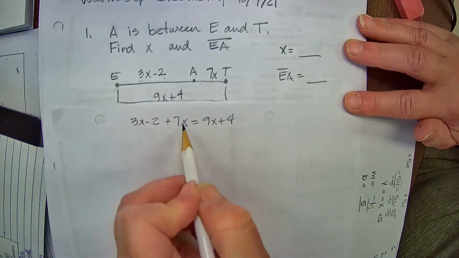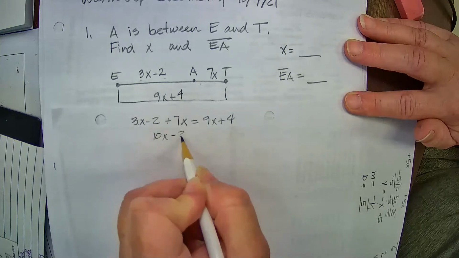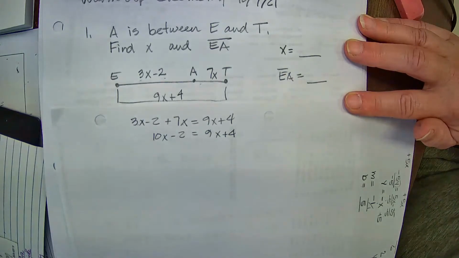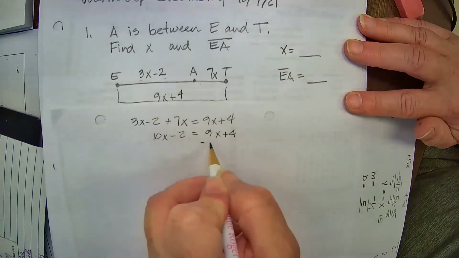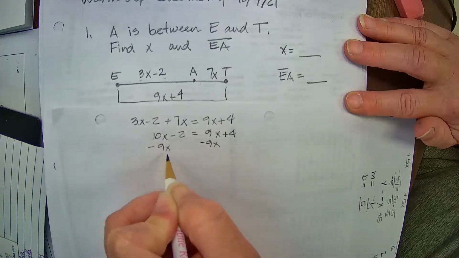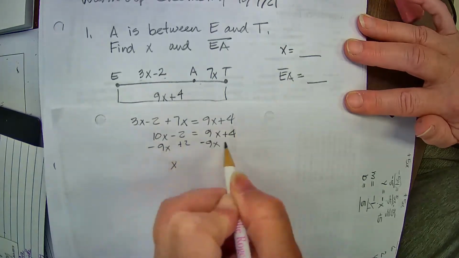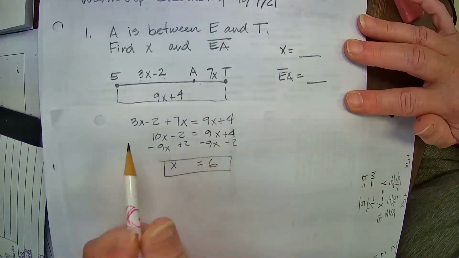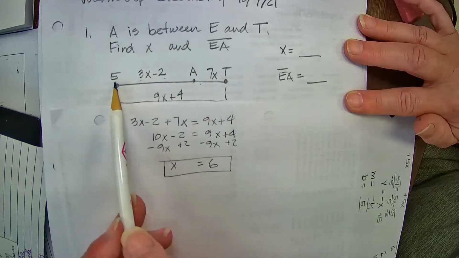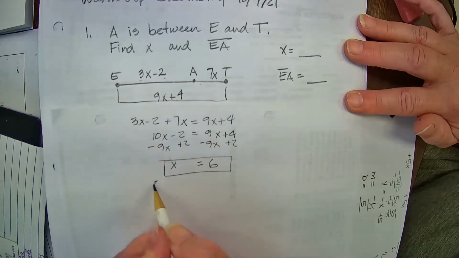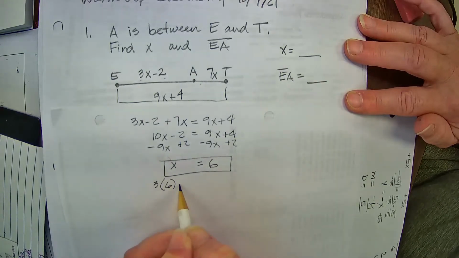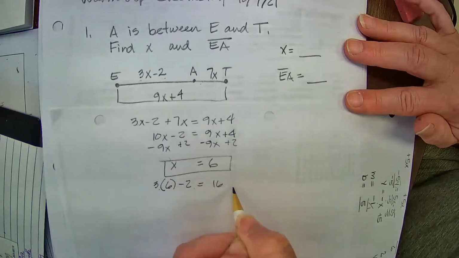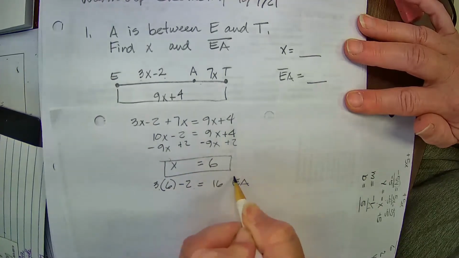Okay, so 3x and 7x, that's 10x minus 2 equals 9x plus 4. And then minus 9x. So that's x plus 2. So x is 6. Okay, now, it wants to know EA. So from E to A is 3x minus 2. So 3 times 6 minus 2, 18 minus 2 is 16, which is EA.